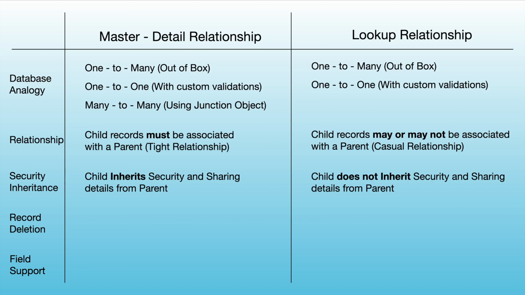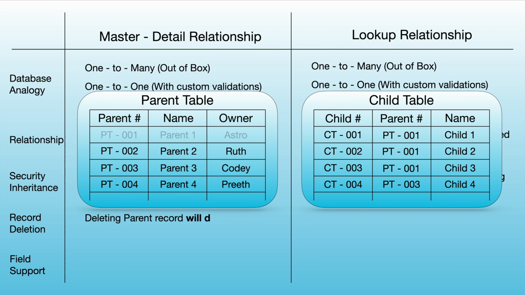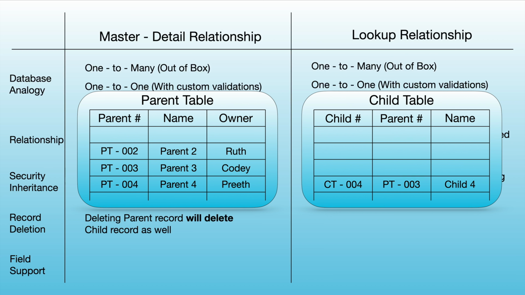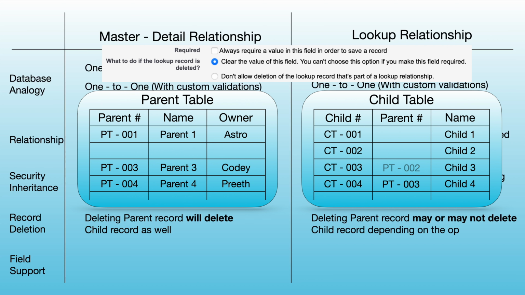Let's see the behavior for record deletion. For master detail relationship, if parent record is deleted like this, then automatically all related children and grandchildren records will be deleted. Whereas in lookup relationship, we can get an option to choose if lookup should be blanked out like this or the record to be stopped from deletion and error message will be shown.